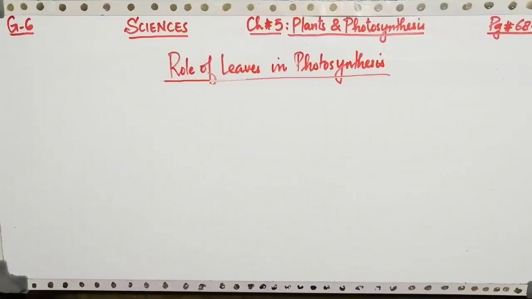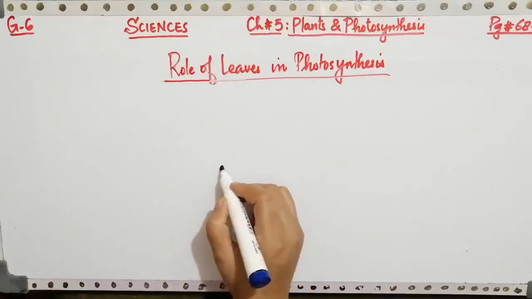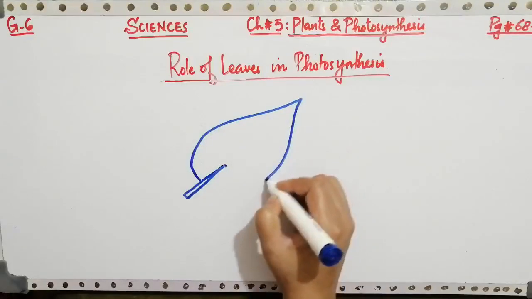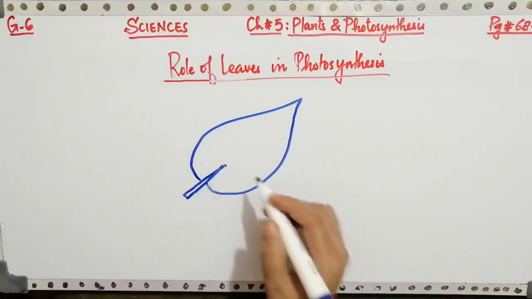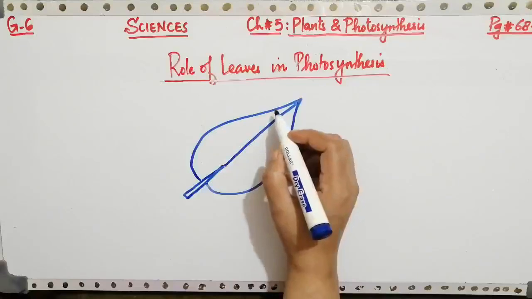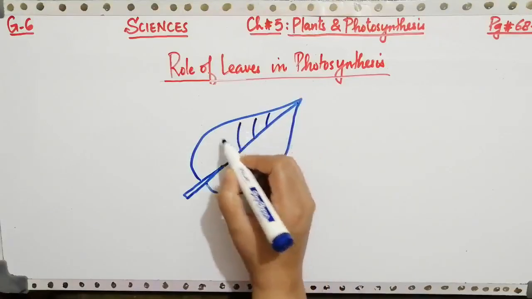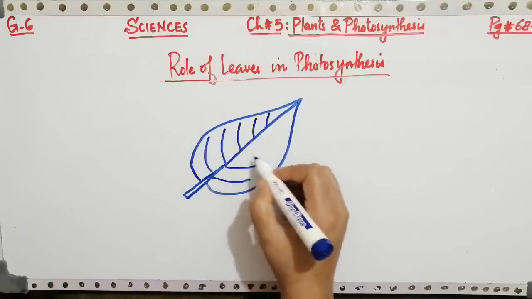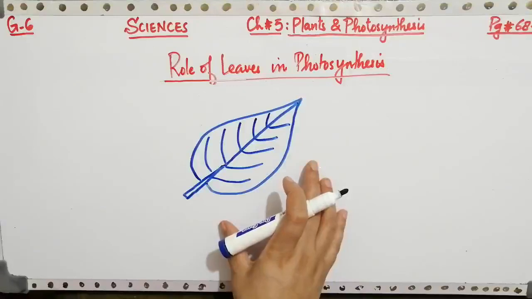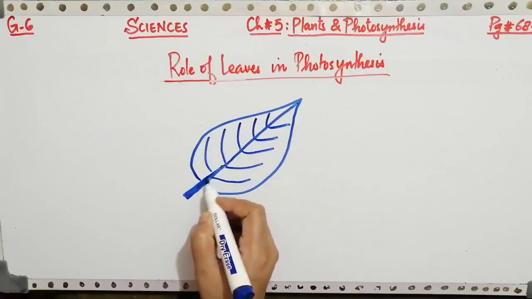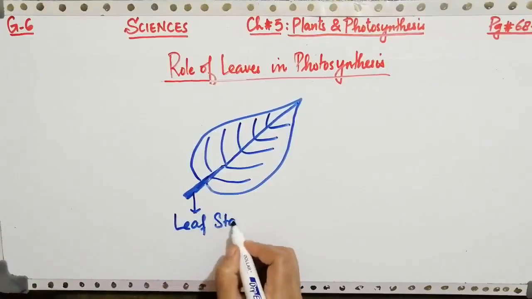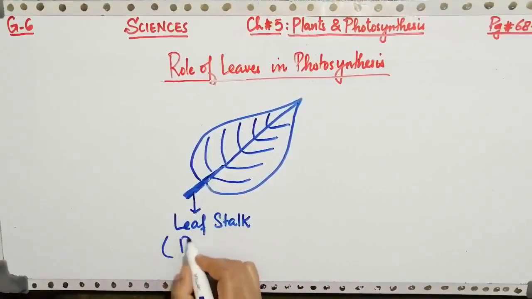Dear students, if you observe a leaf very closely, then you will find that there are different parts in leaves. For example, we are making some parts of a leaf in this way, so you can understand the idea about the external structure of a leaf. For example, there is a stalk of the leaf which is called the leaf stalk. Leaf stalk यानी पत्ते की टहनी, and it is also called petiole.